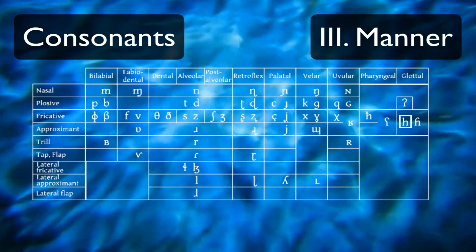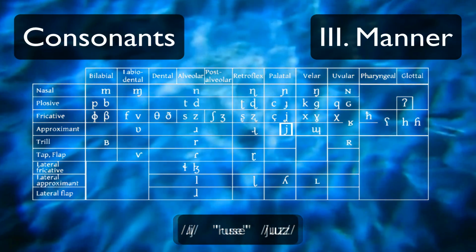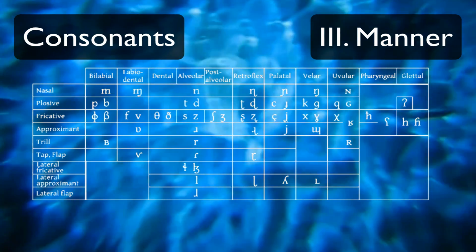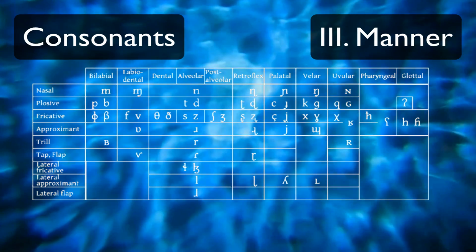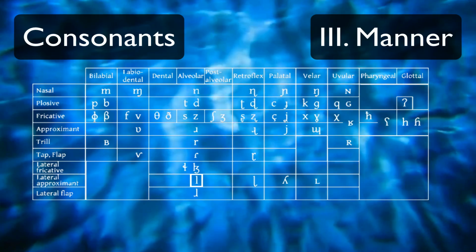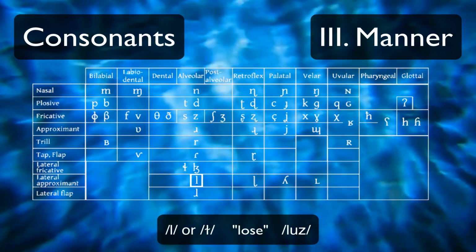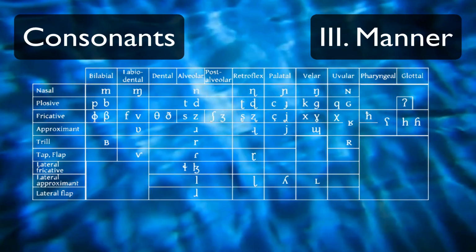We have 3 approximants, the alveolar, the palatal y, and the labial velar, meaning lips rounded, back of tongue up, w. Last but not least, there's the lateral approximant L, which if you're American is usually velarized. That's it.